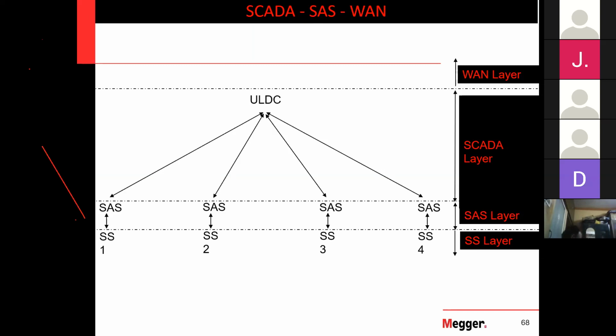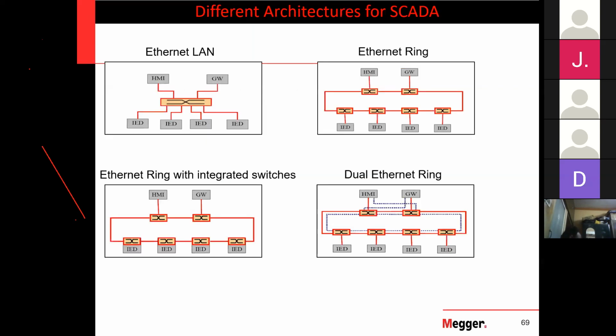So now we are talking only about the SAS and SS layer. Different communication architecture available: LAN, ring, Ethernet with switches. So Ethernet switch is something with which all numerical relays communicate.